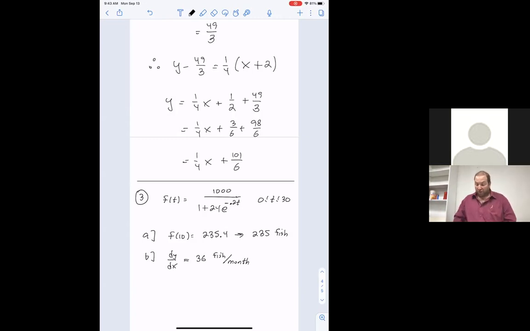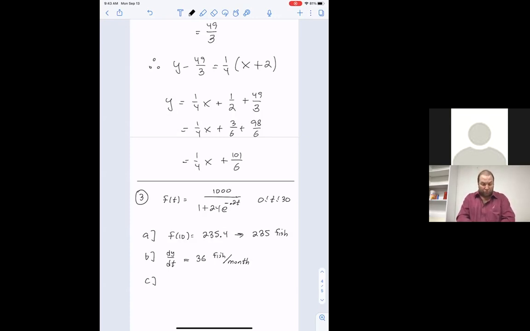At t equals 10, I did dy over dx, but to be honest, it should be dy over dt, which is approximately 36 fish per month. C, find the value of t for which the population of fish is increasing most rapidly. Where is the derivative the maximum?